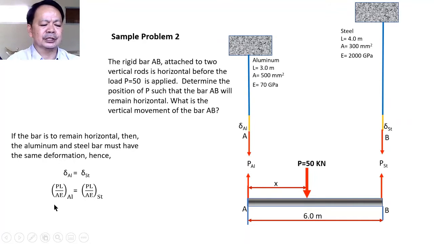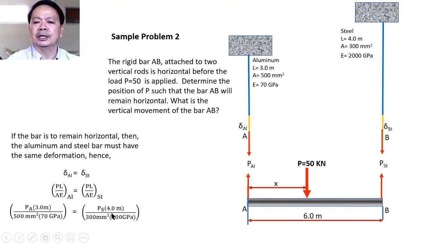So if we substitute that in the formula, as well as those given properties of the aluminum and the steel, our equation will become P of the aluminum times 3 divided by 500 square millimeter, multiplied by 70 gigapascal, equal to P of the steel multiplied by 4 divided by 300 square millimeter, multiplied by 200 gigapascal.